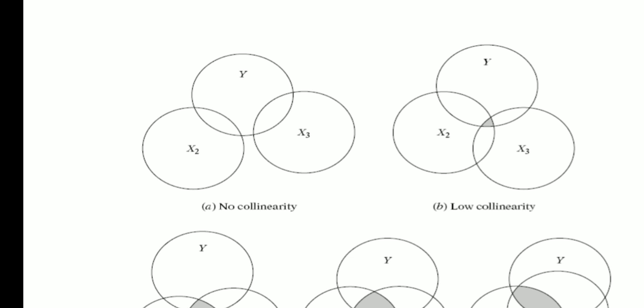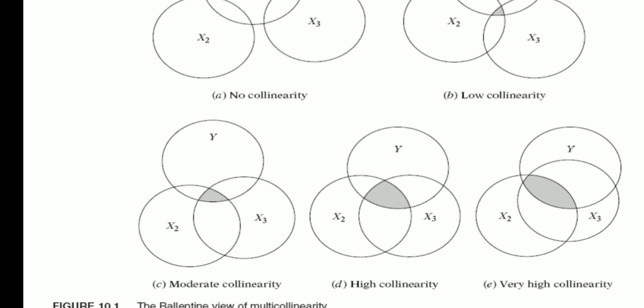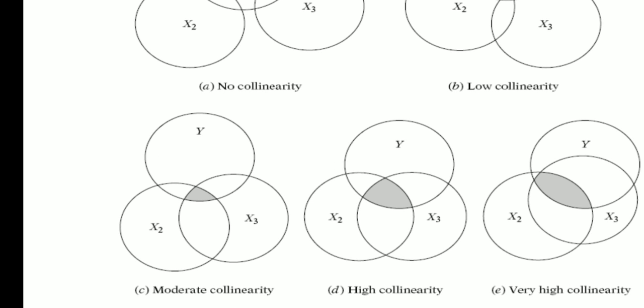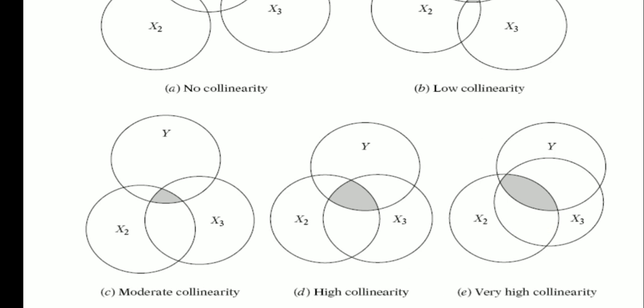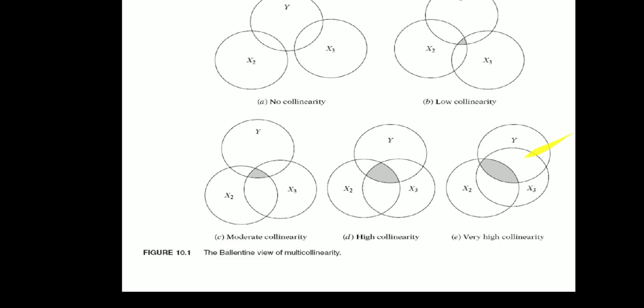Here the overlap increases, so little collinearity is there. Then in the next figure a little more, so moderate collinearity is there. Then high collinearity, a little more in this figure, and this is the very high collinearity. The more shaded part is the overlap. So this is the basic idea of multicollinearity.